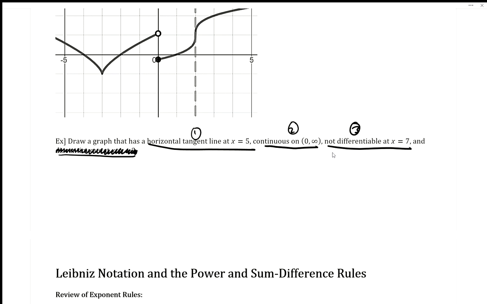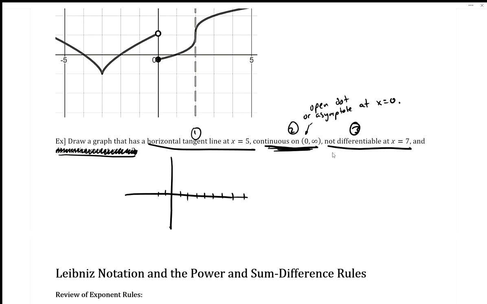Anyway, now that we've read it, all we do is make a graph. Any graph that we really want, as long as those 3 things are satisfied. So I'm going to go 1, 2, 3, 4, 5, 6, 7, 8 to the right, and then just 1, 2 to the left. Because number 2 says it needs to be continuous on 0 to infinity. Notice with the parenthesis there, we either need an open dot or an asymptote at x equals 0.